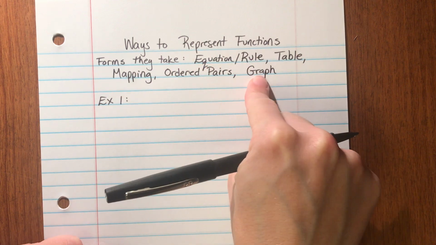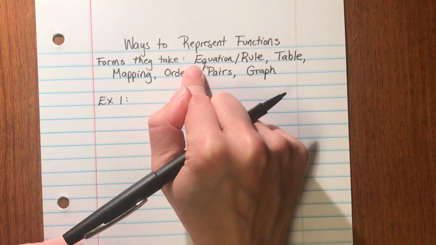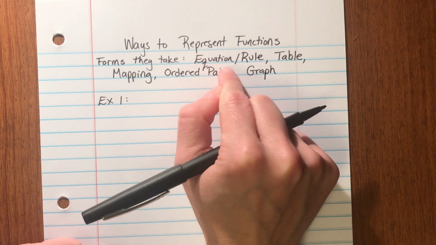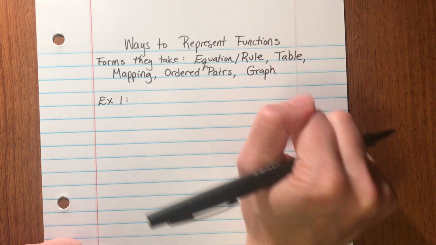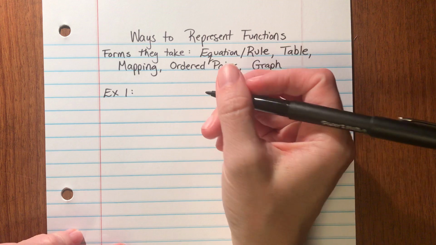So if you look at a graph, can you tell what table it matches with? Or if you look at a set of ordered pairs, can you tell the mapping? If you have an equation, could you tell what the table is? And so we're just going to translate between all of these, and I think you'll see how that goes as we go on.